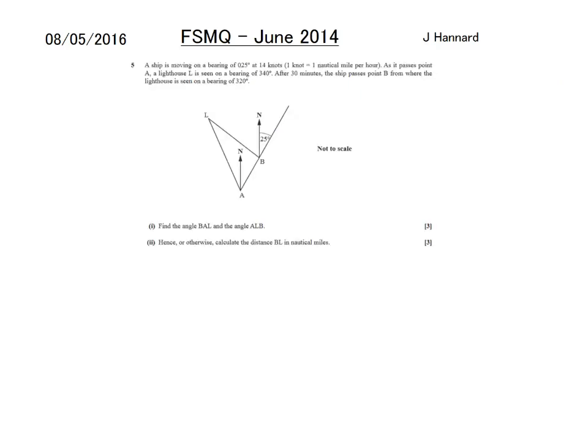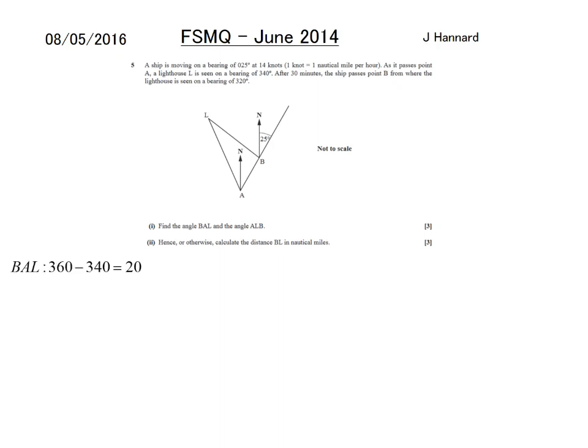A ship is moving on a bearing of 025 at 14 knots, where 1 knot equals 1 nautical mile per hour. As it passes point A, a lighthouse L is seen on a bearing of 340 degrees. And after 30 minutes, the ship passes a point B, from where the lighthouse is seen on a bearing of 320 degrees. So, find the angle BAL and the angle ALB.